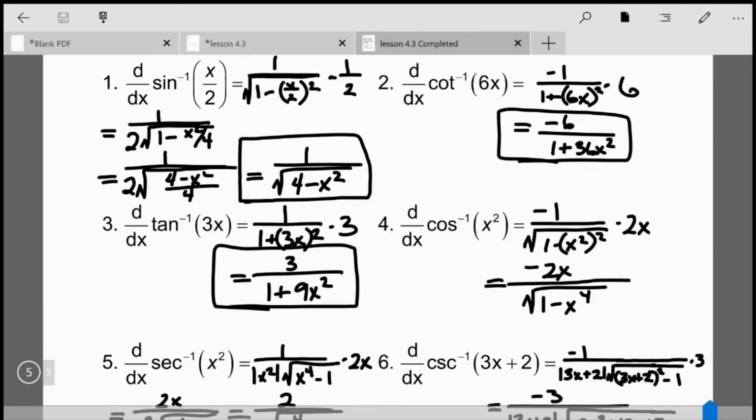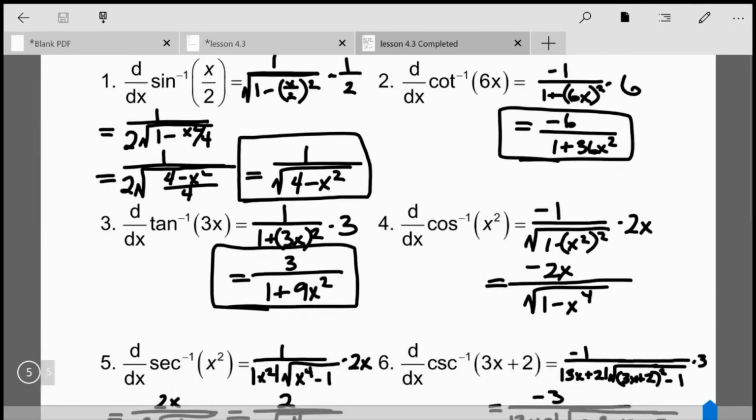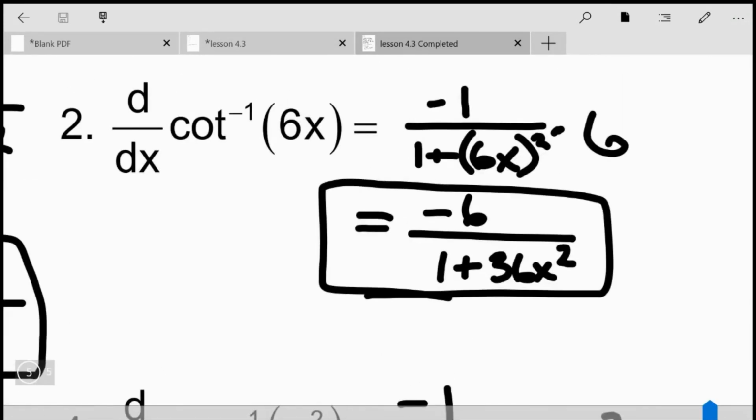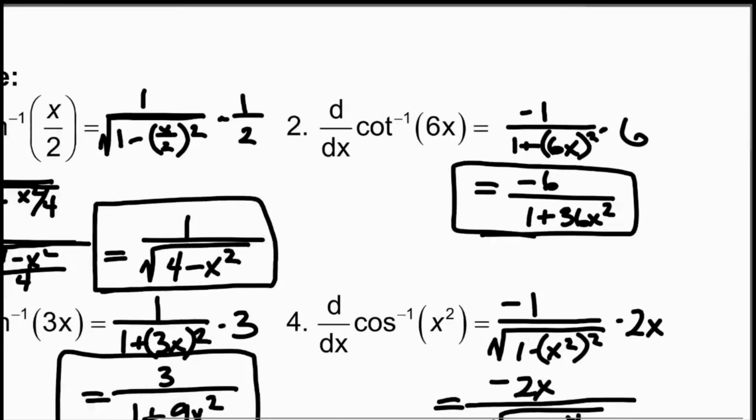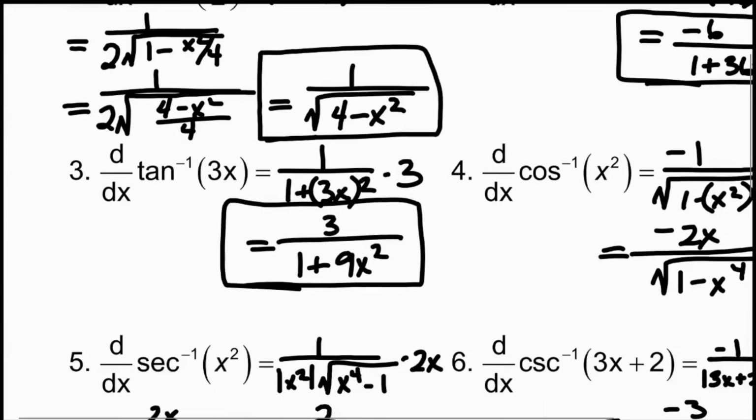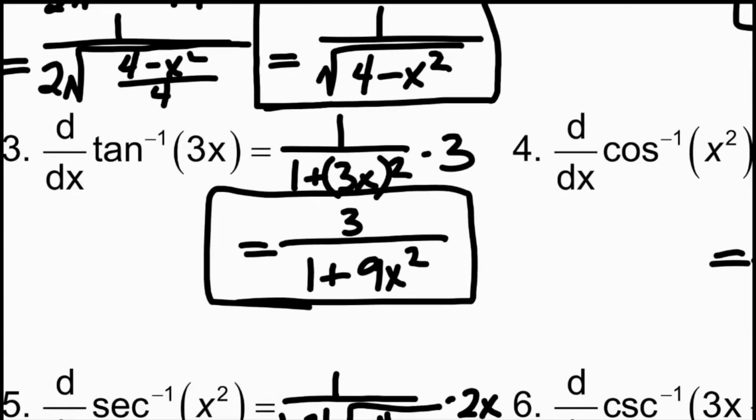Okay, so here are the answers that you should have come up with. The first one is for inverse cotangent of 6x. So the rule is -1 over 1 plus u squared, times du/dx. And you can see in this case, the only simplifying I did was multiplying the 6 by the -1. For the next one, inverse tangent of 3x, it's 1 over 1 plus u squared times du/dx. So again, not really a ton of simplifying to be done there.